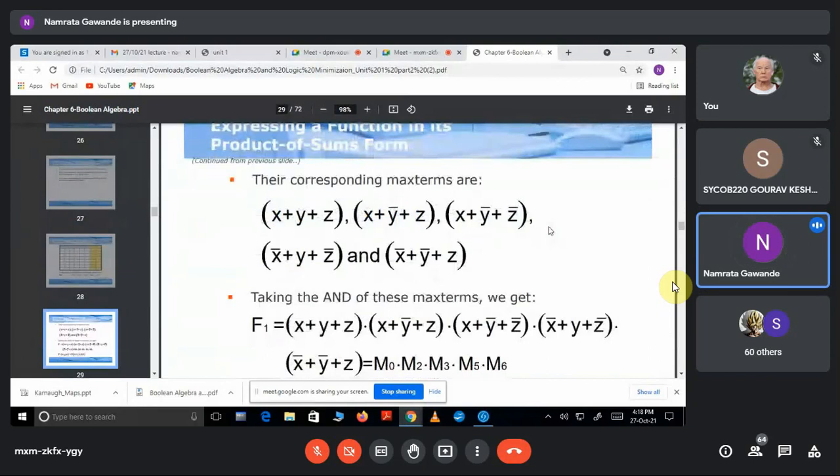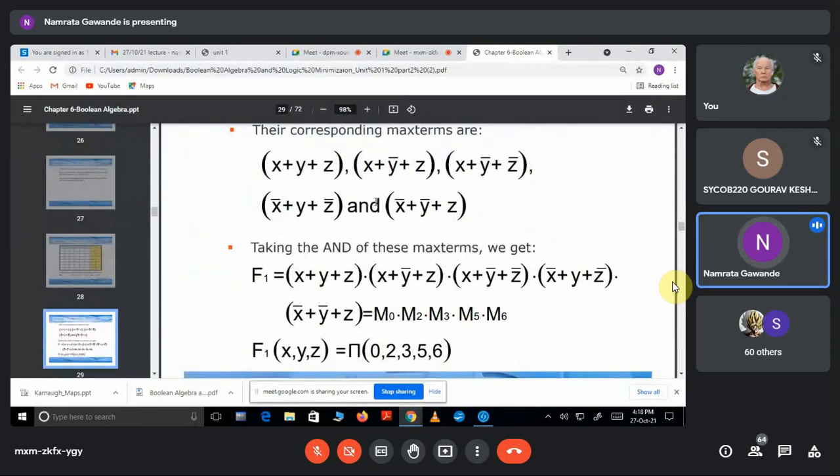Okay. So accordingly, after that you have to take the AND of these max terms. Taking the AND of these max terms, you will get this particular expression. Indirectly, that is nothing but M0, M2, M3, M5, M6. Capital M represents max terms, right? And this 0 represents the decimal value of that particular combination. 0, 0, 0 means 0, right? 0, 1, 0 is 2. So if you understood this concept, you can also write it directly.